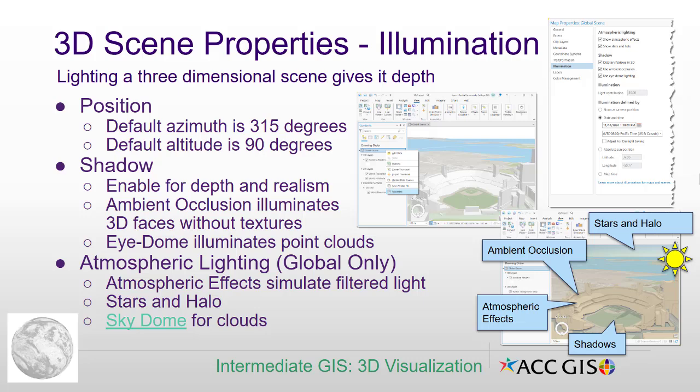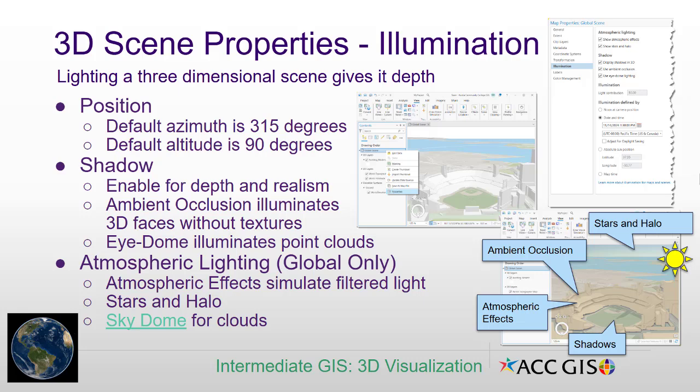Now, with the position of the illuminating source set lower in the sky, you can enable shadows for depth and realism. And for those 3D faces without textures, you can also enable ambient occlusion, which shows variation in lighting on your faces. Last, for point clouds, you can enable eye-dome illumination so that you can illuminate the individual points in a point cloud and cast shadows, especially that emphasize depth in the point cloud.